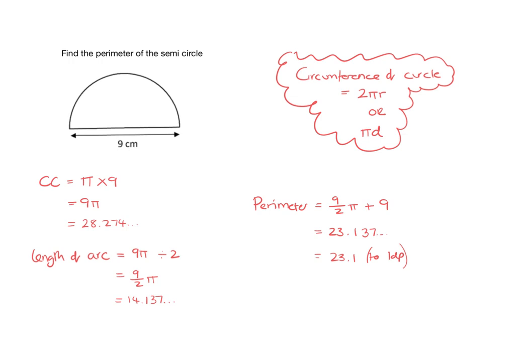Or I could pop this into my calculator to get a decimal. So this is going to give me 23.137, which I can round to one decimal place to give me 23.1. And the units for this are centimetres because we're talking about a length.